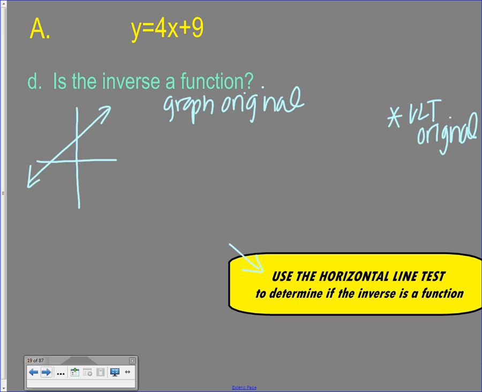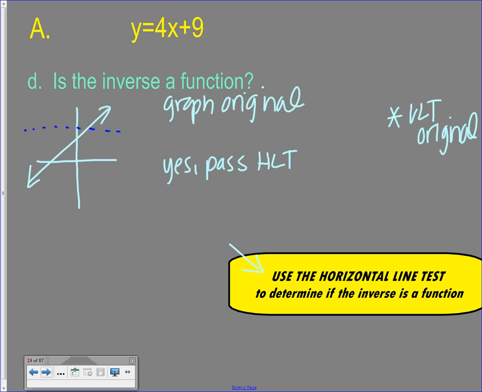This time, we're going to imagine that we draw a horizontal line through our function. If it were to intersect our function more than once at any time, it would not be a function. No matter where I move my horizontal line here, it's only going to hit my graph once. So that means this one passes. Is the inverse a function? Yes, because it passes the horizontal line test. Again, we imagine a horizontal line, and if it only hits the graph once, it's a pass. Anything more than once would be a fail.